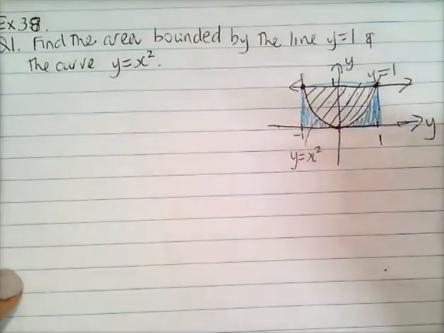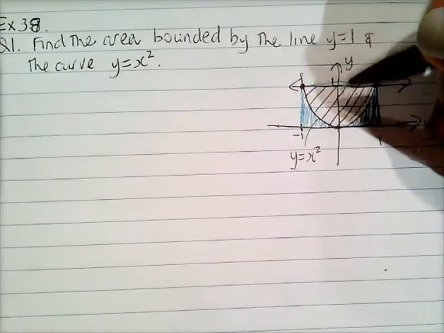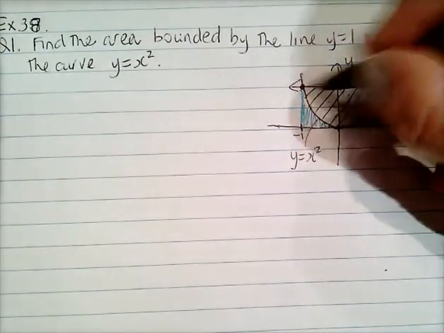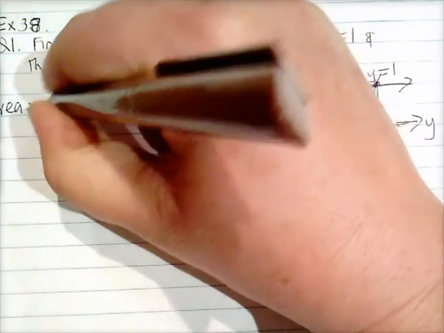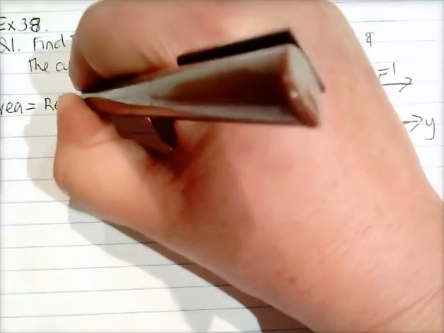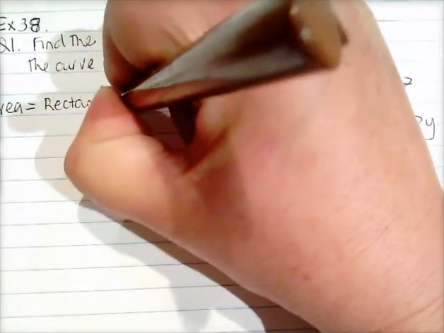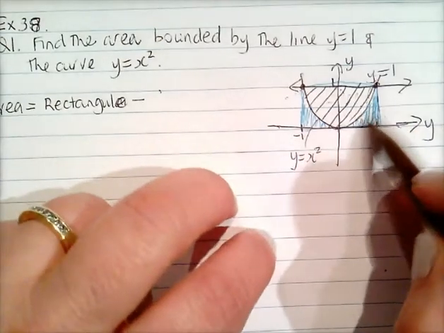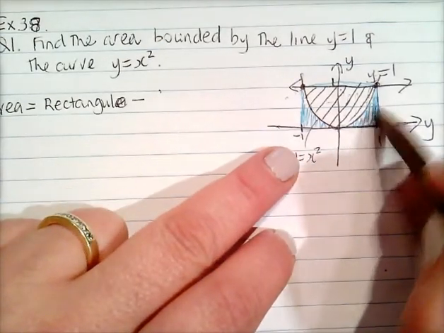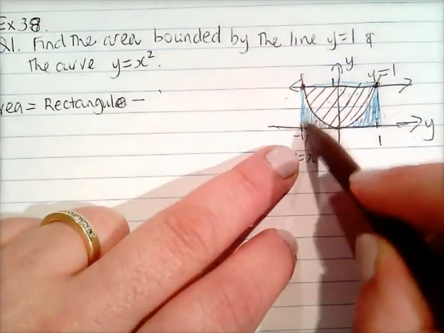Okay, so what I think I will do, I'll do this whole rectangle first. So the shaded area, the black shaded area, the area that you want is going to be the rectangular area. So the rectangle minus, now I need to get rid of this blue area here. Take this away and find this area too here.